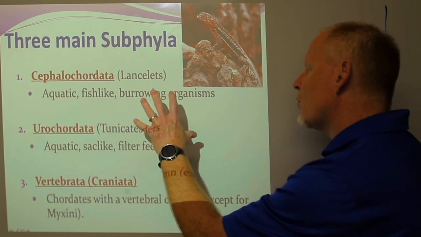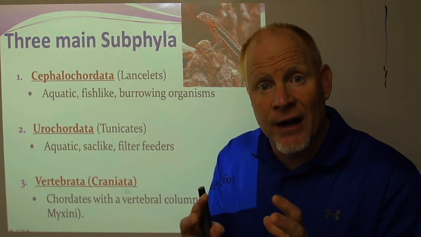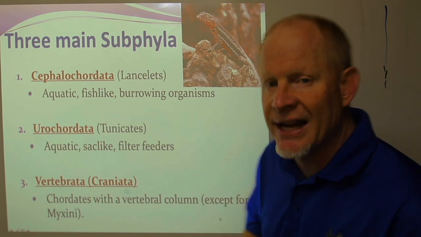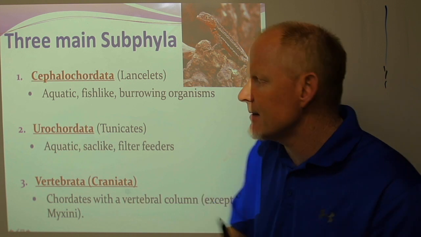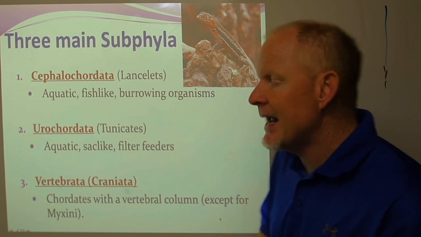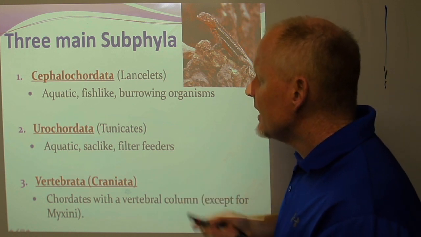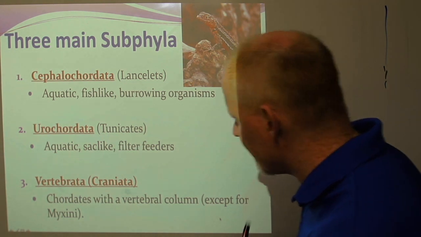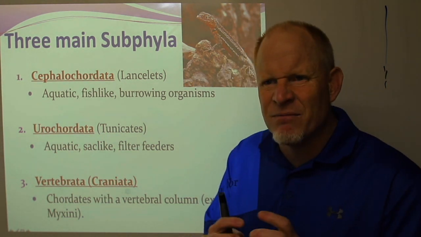And so the cephalochordates really lack diversity as far as the living representatives, and include this one species. They're called lanceolets, and I'll show you what they look like. This is an aquatic fish-like organism that's a burrowing organism and is completely marine and lives only in the oceans. Urochordates are what we call tunicates, or we call them sea squirts, is another name we use. And again, they're aquatic, they're very non-vertebrate-like.